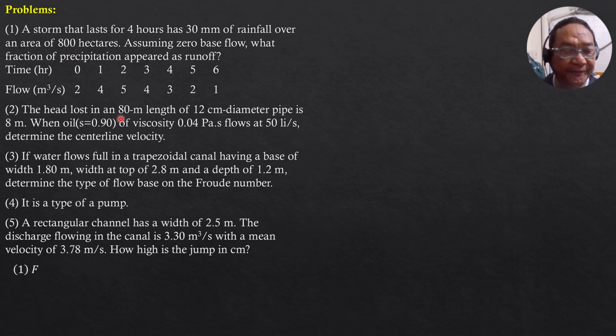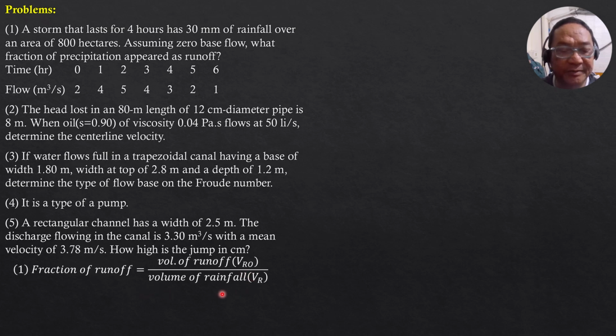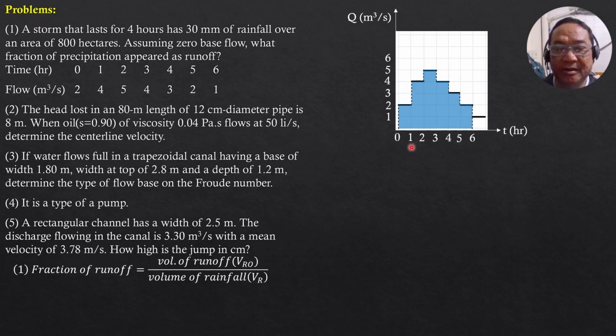So the fraction of runoff is equal to the volume of runoff, I'll call it V sub RO, over the volume of rainfall, V sub R. This volume of runoff is the area under the flow versus time curve. Take note that the time is in hours and the discharge is in cubic meters per second. So we have to convert hours to seconds, and 1 hour is 3,600 seconds.